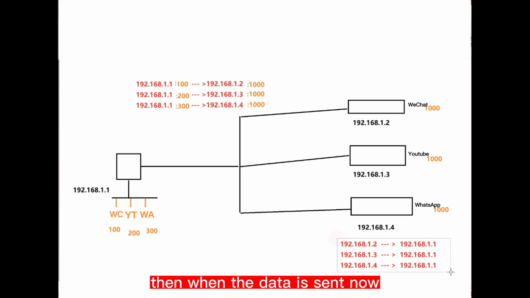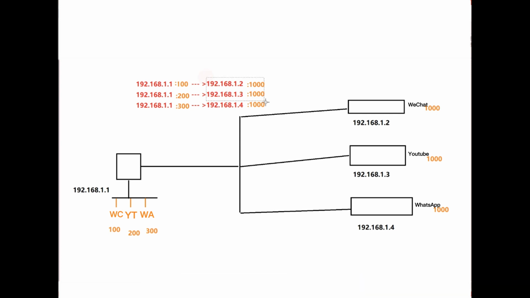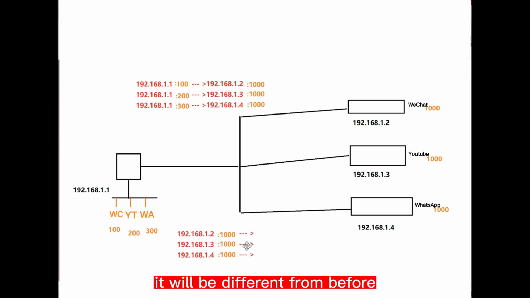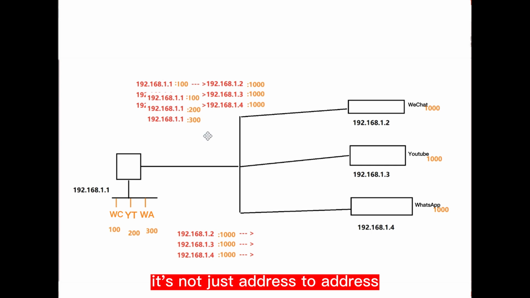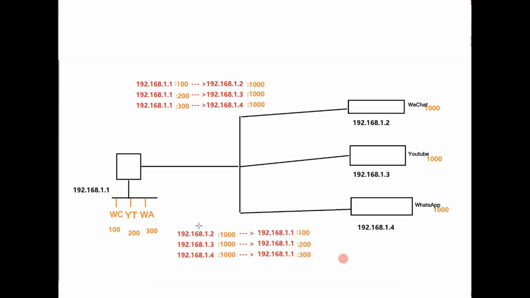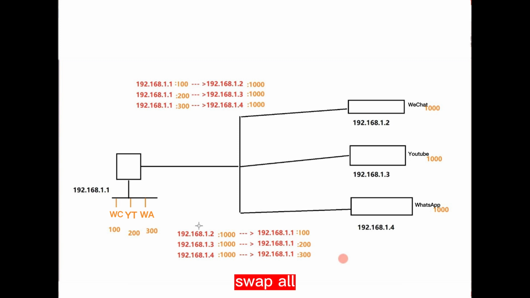Then when the data is sent, it is necessary to respond to the corresponding data packet. When the data packet is replied, it will be different from before. It's not just address to address, but instead we add the port to the address and reply together. That is, when the reply packet is sent, we put the overall source IP and destination IP, plus source port and destination port, and swap them all.